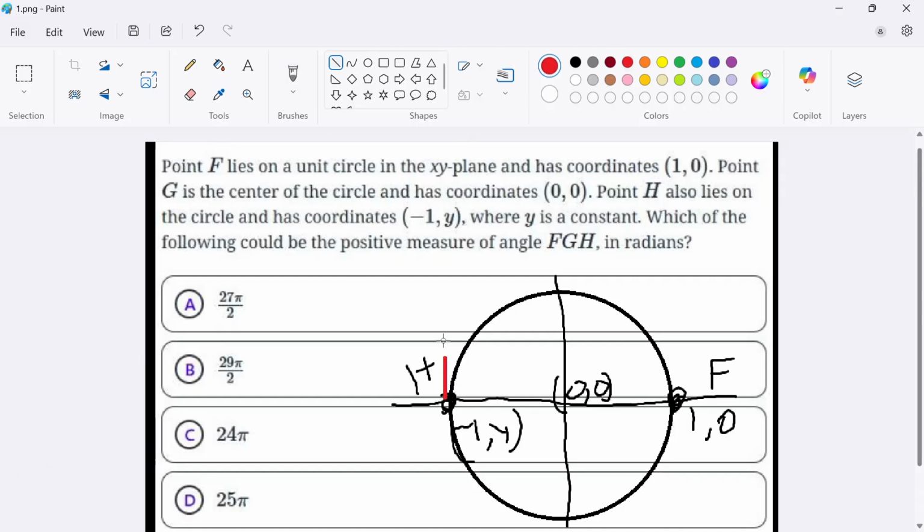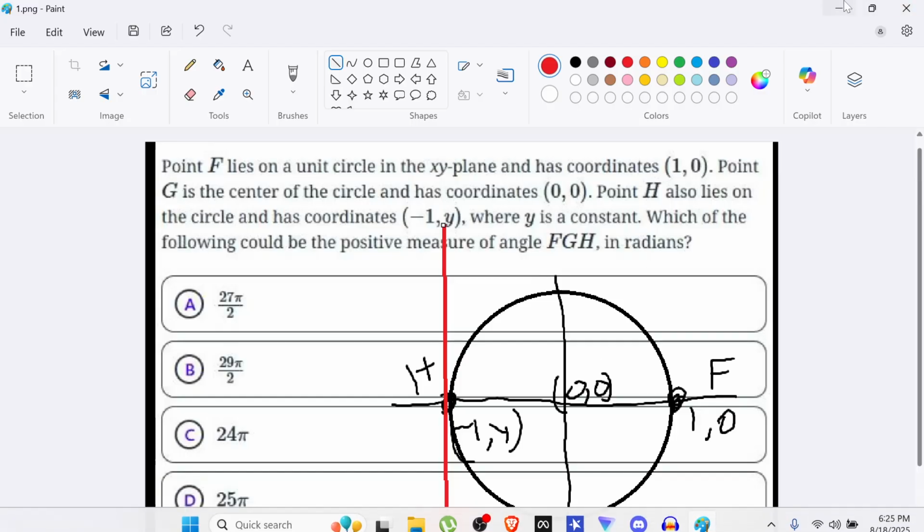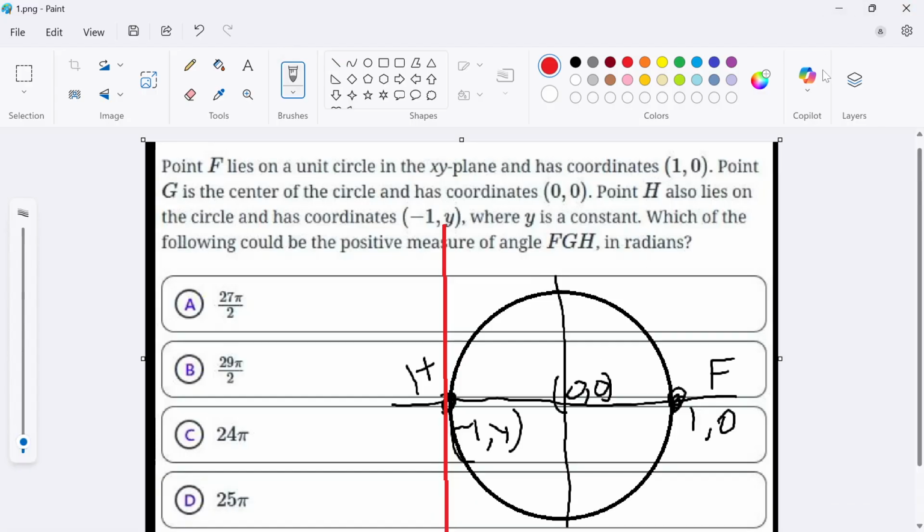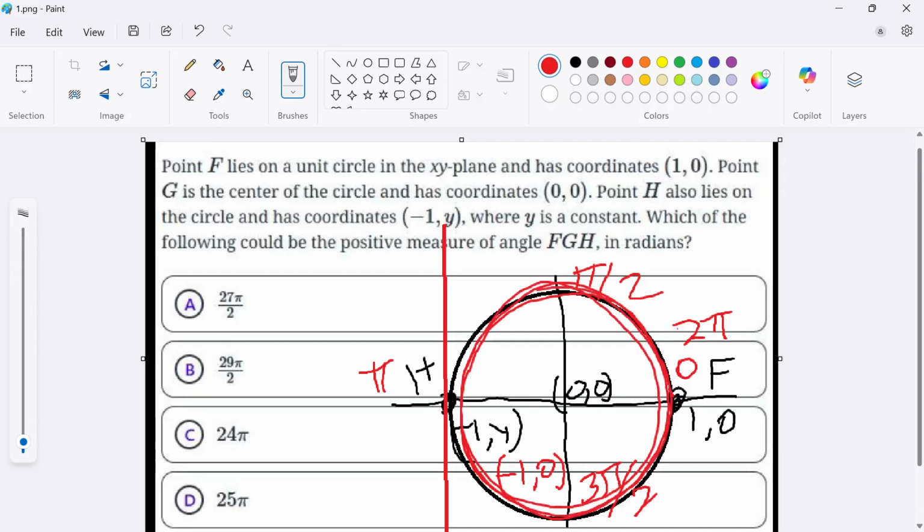Here's a line that's at x equals -1. It only touches that circle in one place, -1, 0. If you know the unit circle in radians, this is 0 radians or 2 pi radians. This is pi over 2 radians. This is pi radians. This is 3 pi over 2. I remember the unit circle just keeps repeating and repeating.